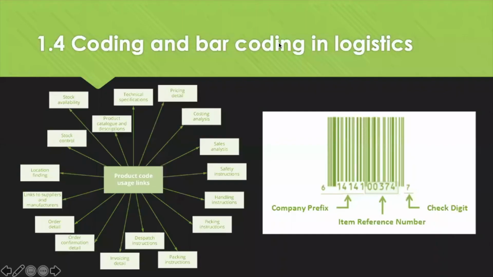So product coding is very important for all organizations in the supply chain because it reduces the risk of ordering or delivering the wrong product. The choice of product coding is a decision for each organization in the supply chain, such as barcodes. Why use a barcode?